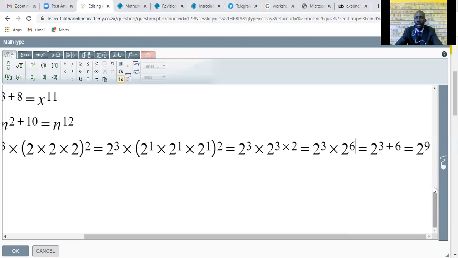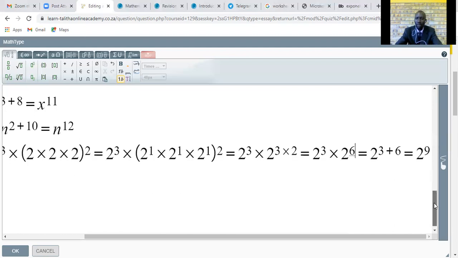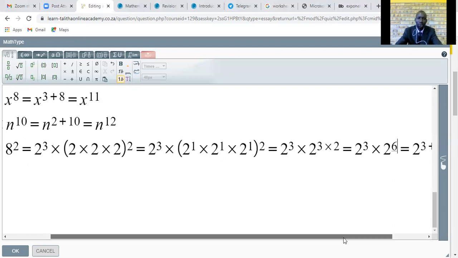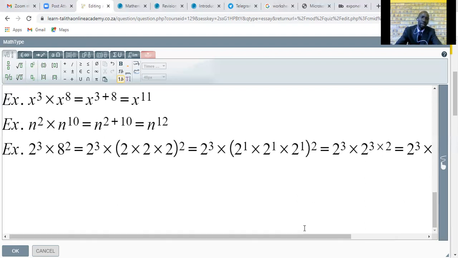Okay. Now this is one example in which we were supposed to deal with a base which is not the same. Now, each time you find a question where the base is not the same, the only way out is to make the base the same. That is the only way you can deal with that problem. Simply make the base the same.